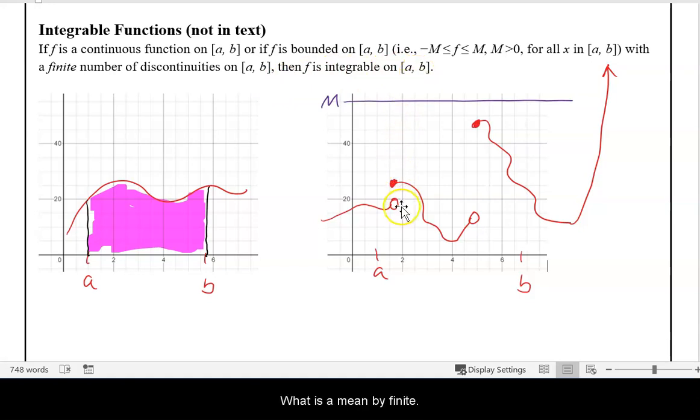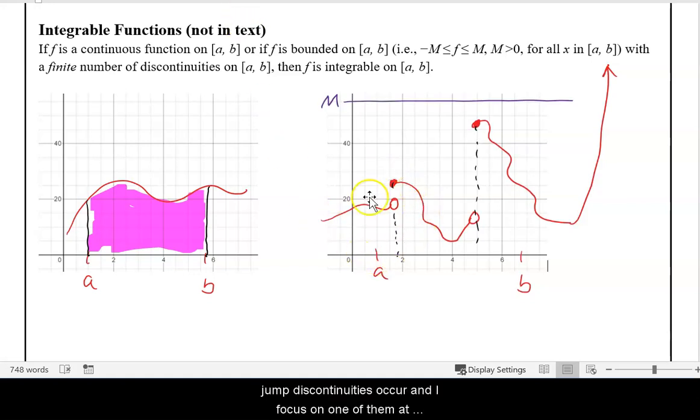What do they mean by finite? You'll notice here I have 1, 2 jump discontinuities. That's finite. If I had an infinite number of them, then I would have difficulty. The thinking goes as follows. If I were to look only at that one single spot where the jump discontinuities occur, and I focus on one of them at a time, say this one, how much area is truly under that one single spot? Well, of course, there's 0 area under it because while it does have height, there's no width. So there's 0 area under one particular spot.